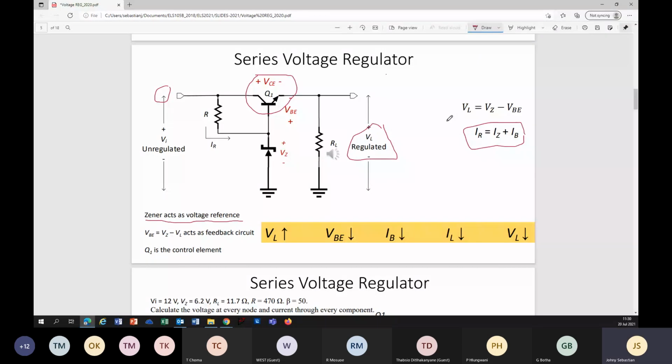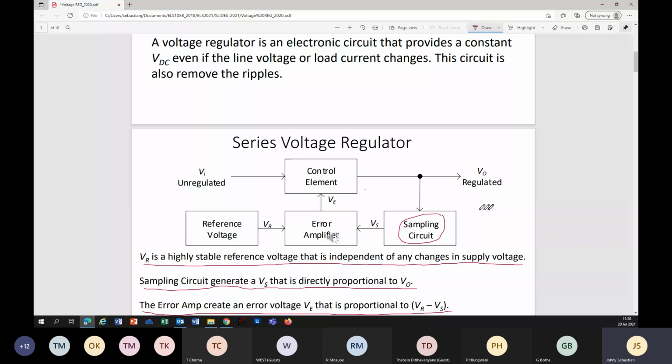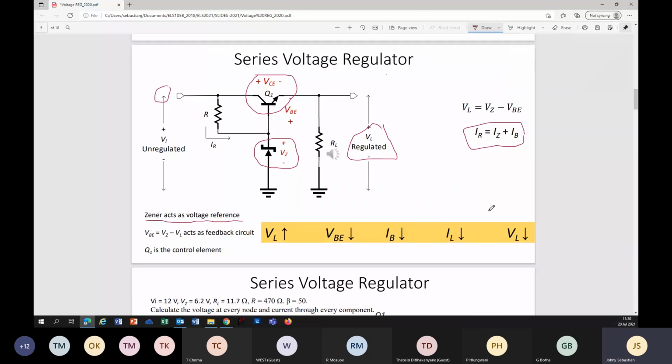We already identified Zener diode is the voltage reference. Okay, what else we have? We have a sampling circuit here. In here, you don't see a sampling circuit directly. There is no voltage divider that we are going to see. But there is something here. Go back, try to understand what is this VBE. Look here. VBE is VB minus VE. Do you agree?